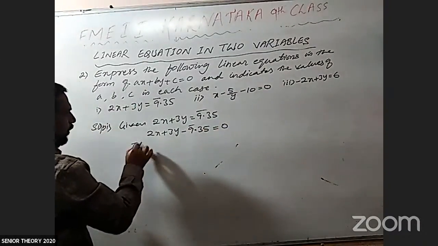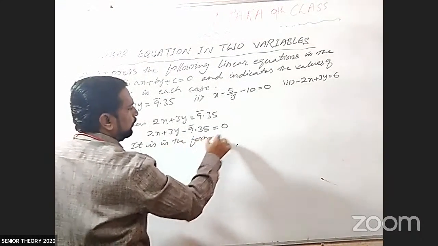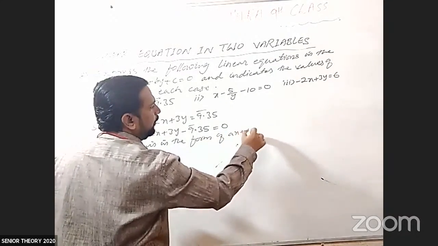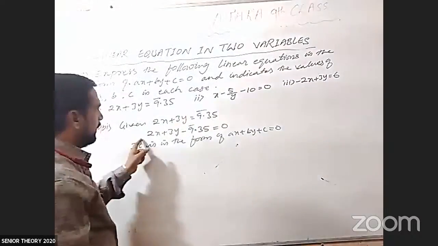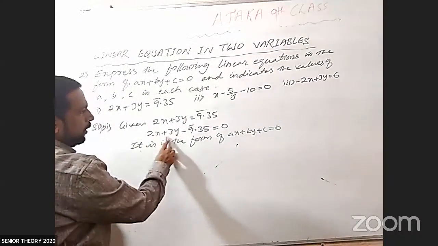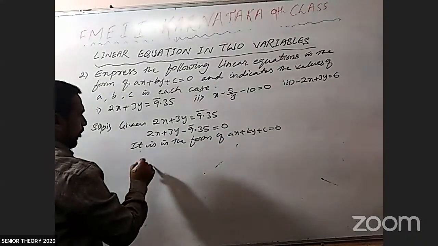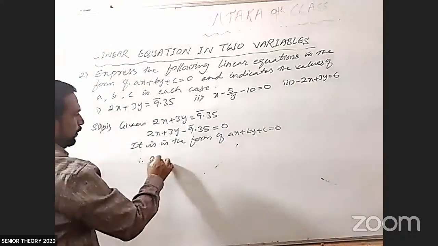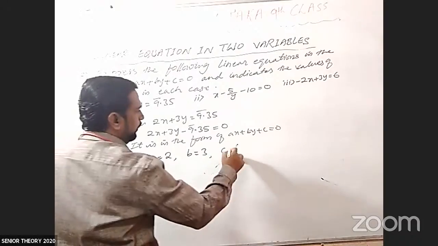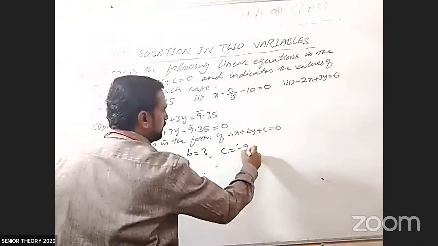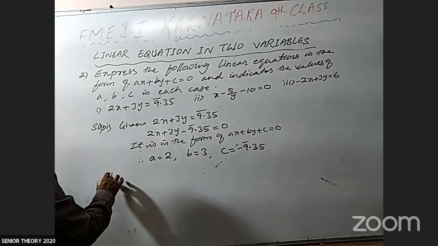It is in the form of ax plus by plus c equal to 0. Whatever equation is given, we have to convert it into this form, ax plus by plus c equal to 0. Now value of a is 2, value of b is 3, and value of c is minus 9.35 bar. Second one is also like this.